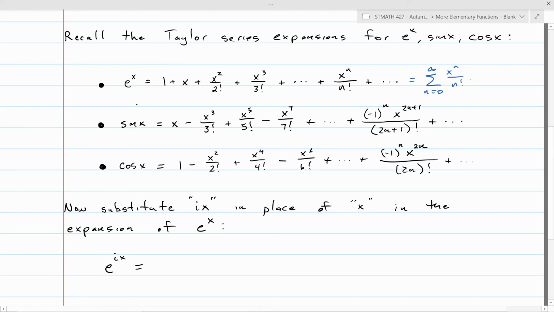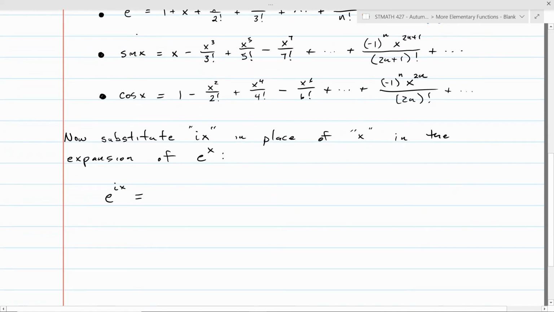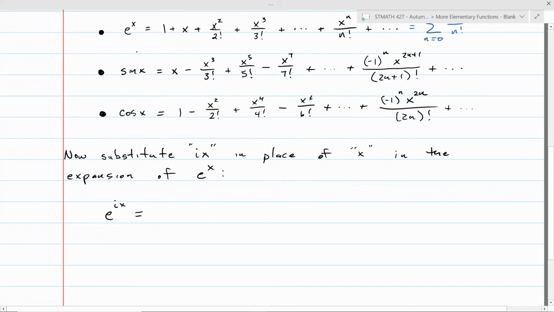you get the cosine. So check out what happens when you take the Taylor series for e to the x and then substitute i times x in place of x. So you'd get 1 plus ix plus, then you'd have (ix) squared over 2 factorial plus (ix) cubed over 3 factorial. Maybe I'll just carry out a few of these terms. (ix) to the 4th over 4 factorial, (ix) to the 5th over 5 factorial, and so on, okay? And then you look at what happens.